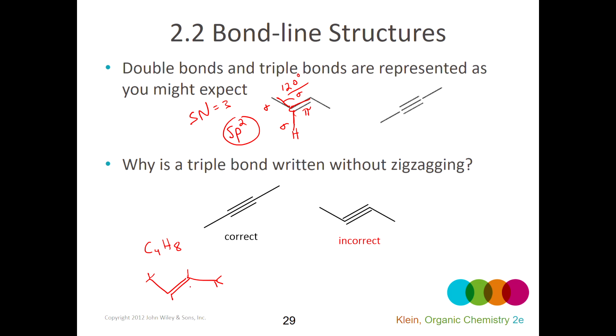The bond line representation is nice. It shows you where the double bond is. Right? There's my bond line representation for that structure. If I were to draw a condensed structural formula, I'd have a CH3 on the end. I'd have a CH here. I'd have a CH here. And then I'd have another CH3.